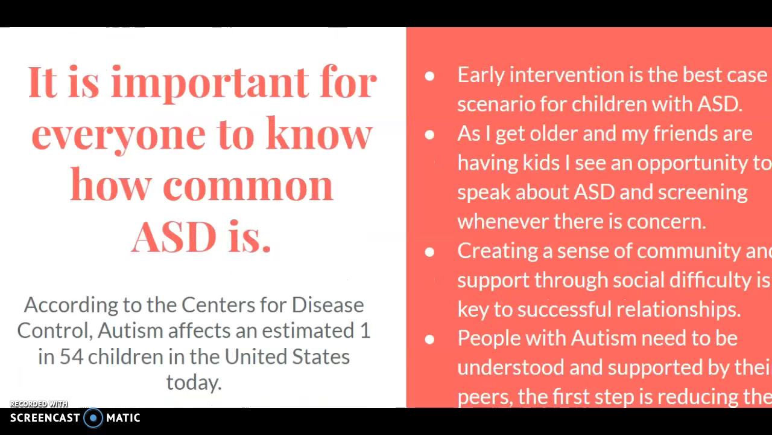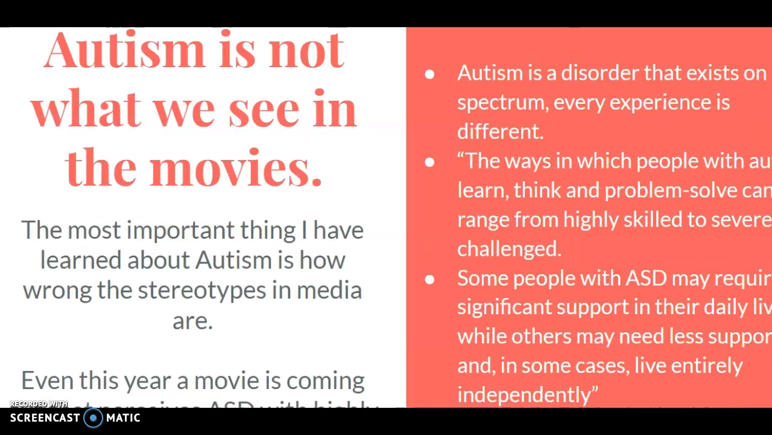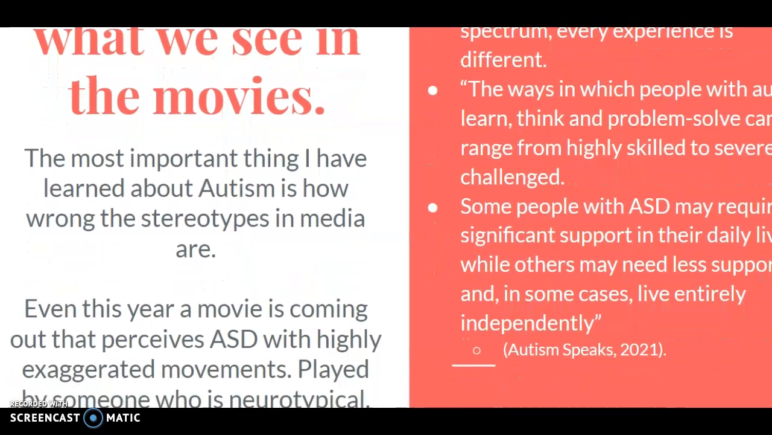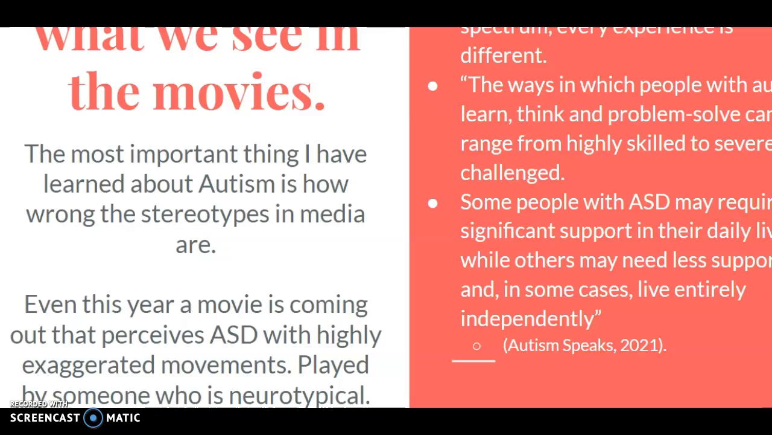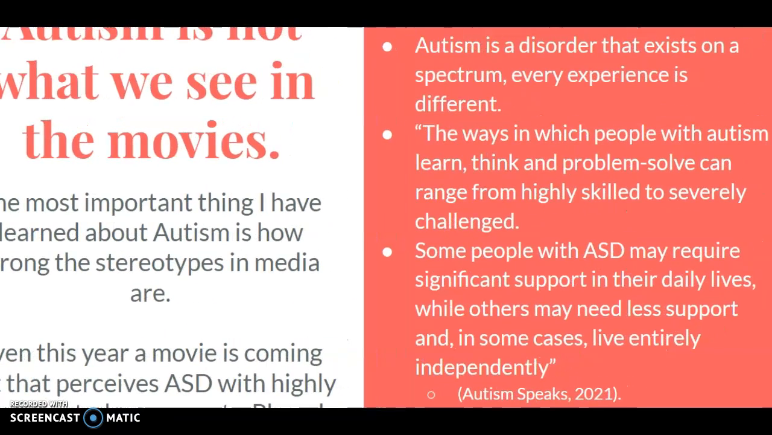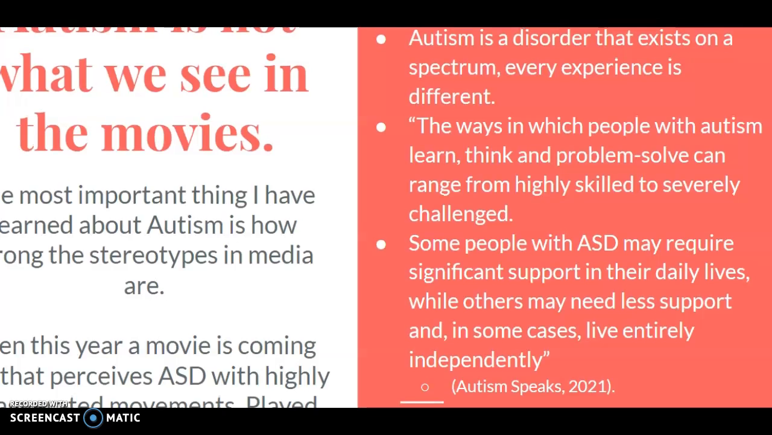Something that I think everyone needs to know is that autism is not the way that we see it in movies. There are lots of media stereotypes that show autism spectrum disorder a certain way. Even this year, a movie's coming out with highly exaggerated autism movements, and it's played by someone who's neurotypical. I personally don't think that is a positive representation, and I think it's high time that autism is portrayed as a spectrum, as incredibly diverse, also by people who are on that spectrum.